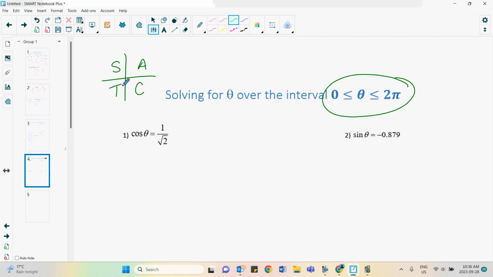All right, this, if you rationalize it, is what? Root 2 over 2. That is an exact value on the unit circle. I'd much rather do this without calculators. So where on the unit circle is it? We can write it either way. Where on the unit circle in quadrant 1 is cosine root 2 over 2? Pi over 4.